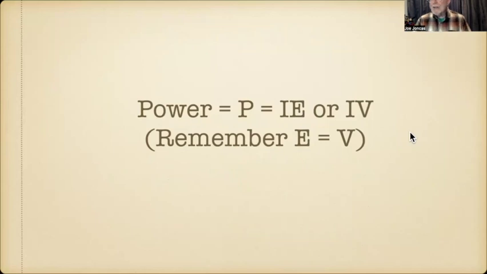Power is actually the current times the voltage. It's either IE, which is I times electromotive force, or IV, which is I times voltage. Electromotive force is measured in volts. I learned I equals E over R. Today, most people use V.